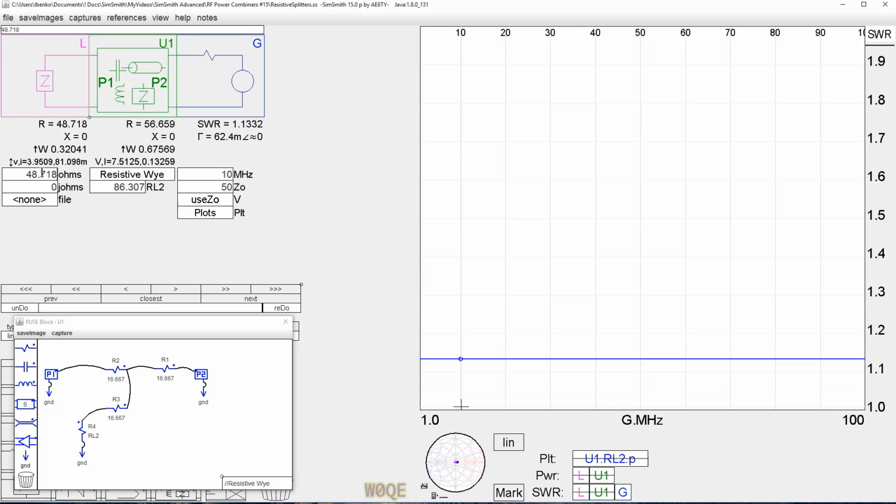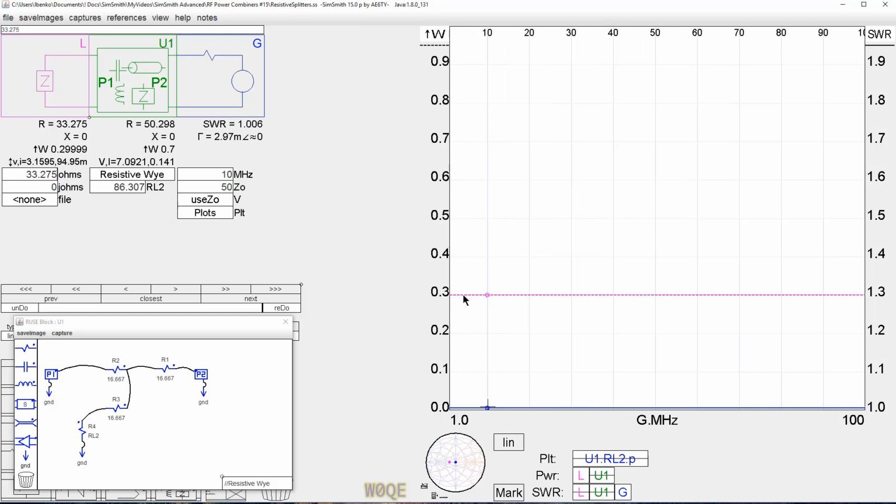Is it possible to come up with some other resistive value that gets us a very low SWR? And the answer to that is yes. Neither one of these is 50 ohms, yet our SWR is almost 1-to-1. However, if we look at the power in both of the output ports, the power in the load port is now 0.3 watts, and the power in the port here in the Ruse block is 0.183 watts. So it's not equal power splitting anymore if the loads aren't equal resistor values. But nevertheless, this gives us a way to have a 3-port device analyzed in SimSmith.